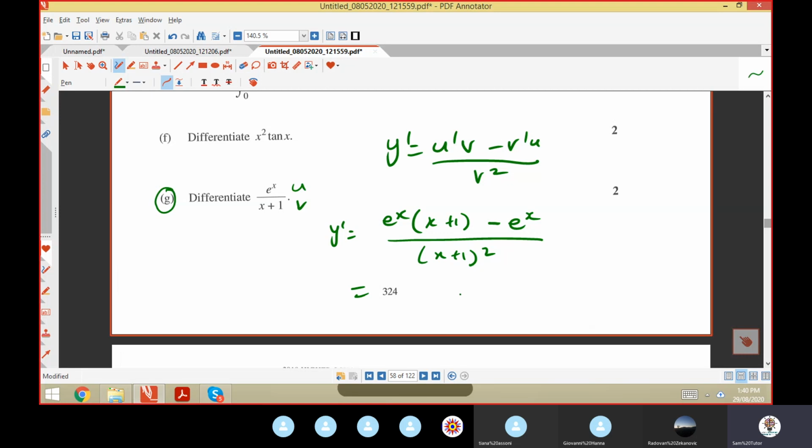If you expand the top, you're very close, Tiana. Oh, wait, I didn't do the e^x plus 1. I didn't factorize that in. I forgot to do that.